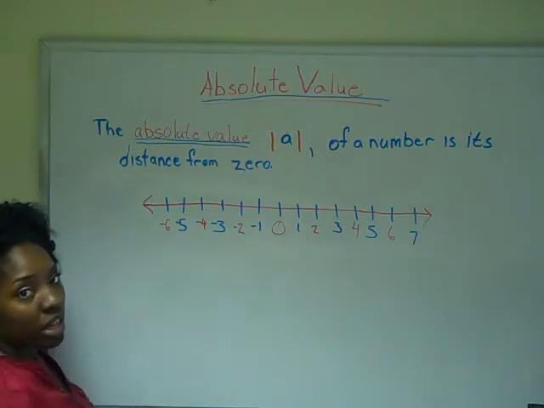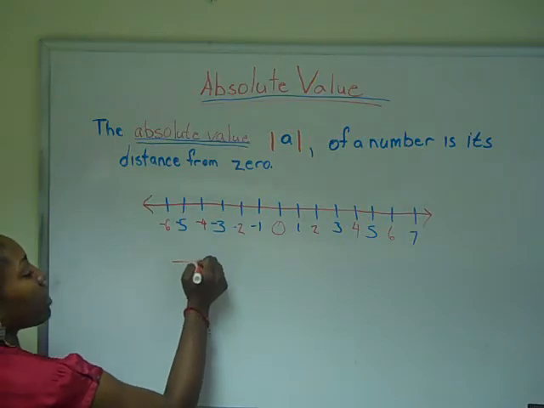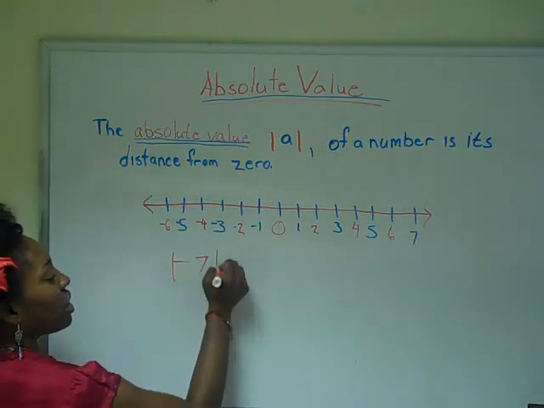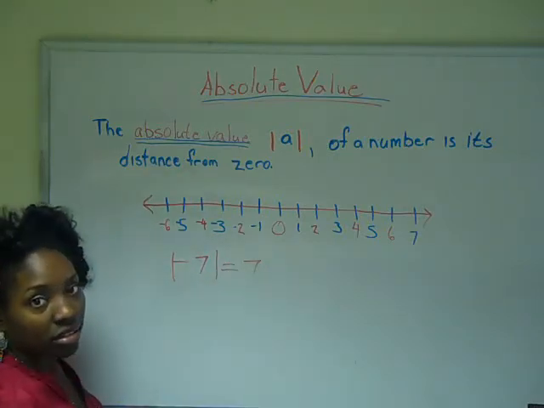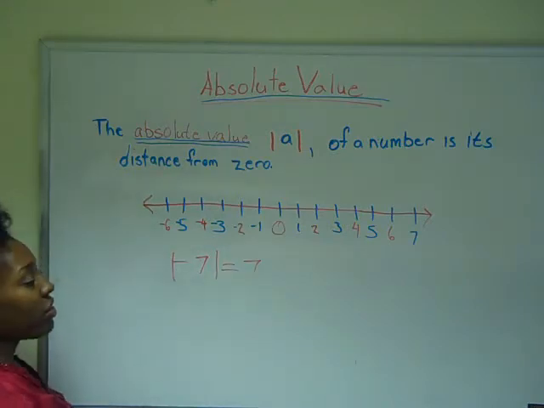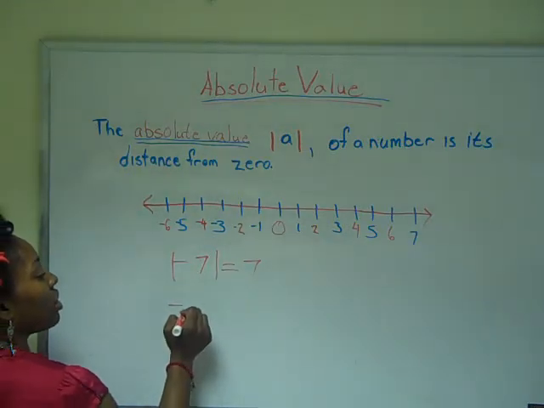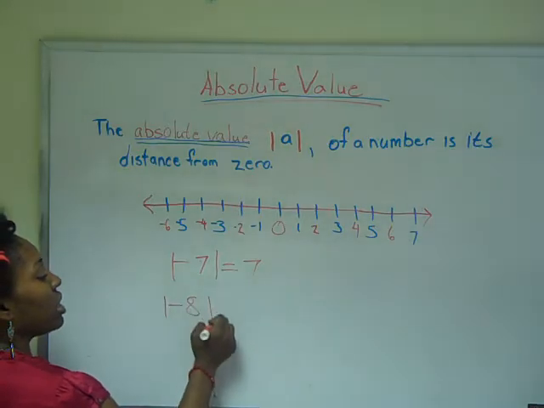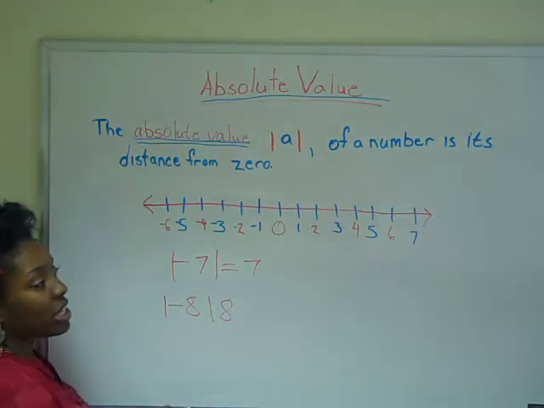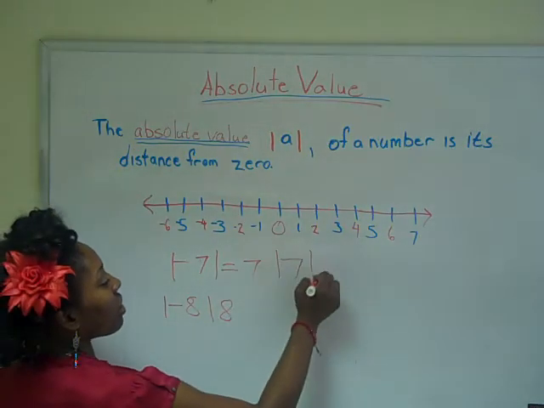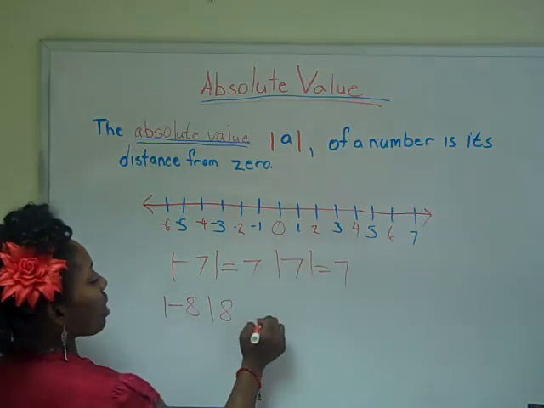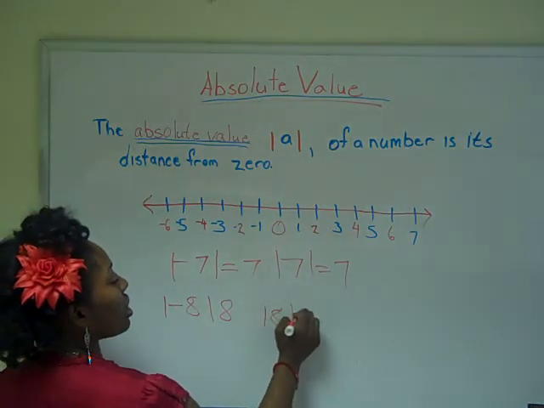So, for example, the absolute value of negative 7 is simply 7. The absolute value of negative 8 is 8. Likewise, the absolute value of positive 7 is 7. And the absolute value of positive 8 is 8.